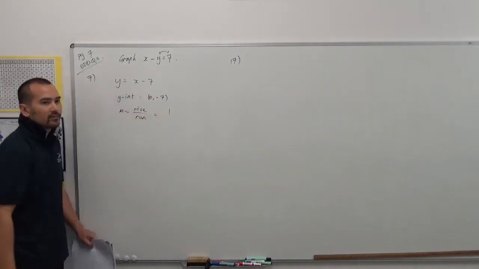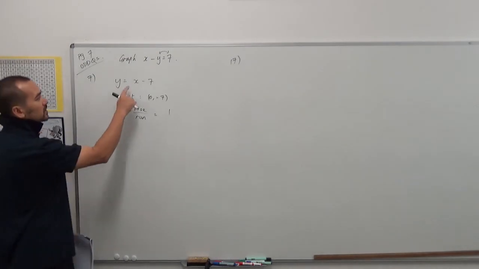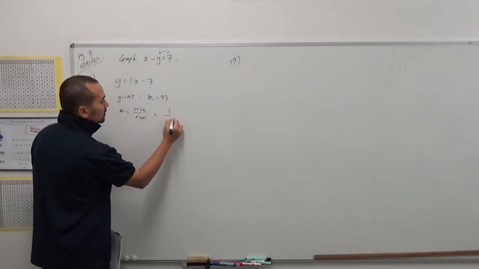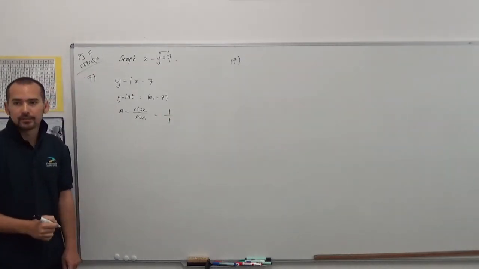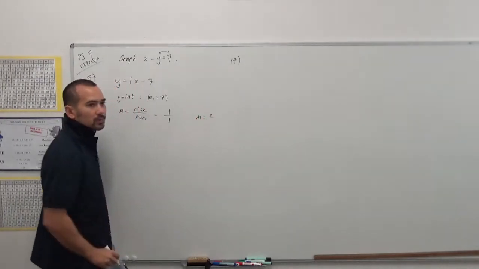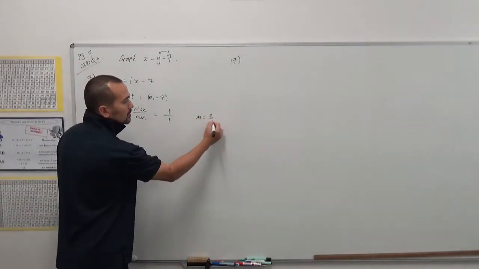So if the gradient is 1, which is right there, then that means that the rise is 1 and the run is 1. Okay? If we had a gradient that was 2, then that's really the same as 2 over 1.